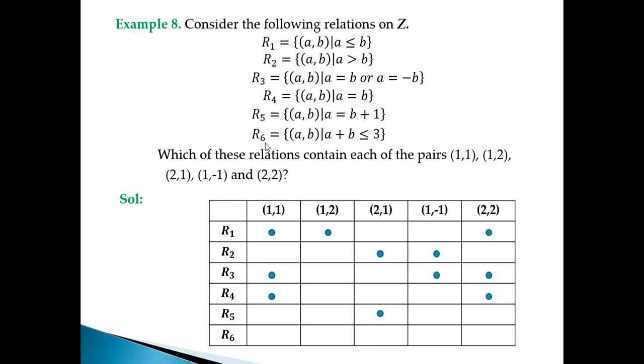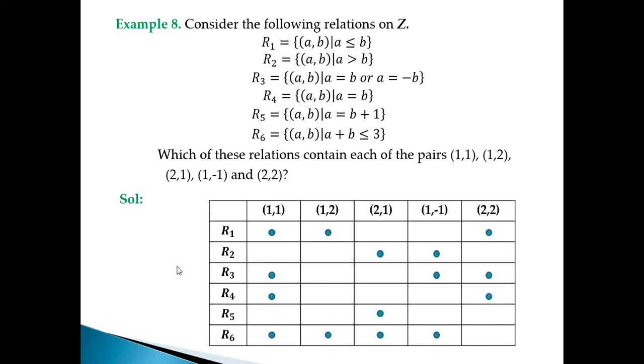Next, check the R3 condition: a plus b is less than or equal to 3. So 1 plus 1 is 2, which is less than or equal to 3, yes. 1 plus 2 is 3, which is less than or equal to 3, yes. 1 minus 1 is 0, which is less than or equal to 3, yes. 2 plus 2 is 4, which is less than or equal to 3, no, so this is not. So these ordered pairs are in these relations.